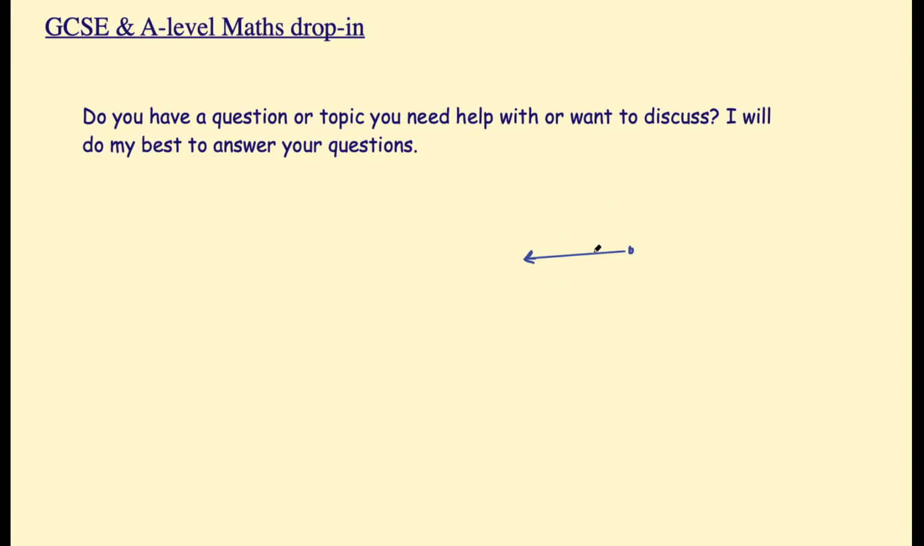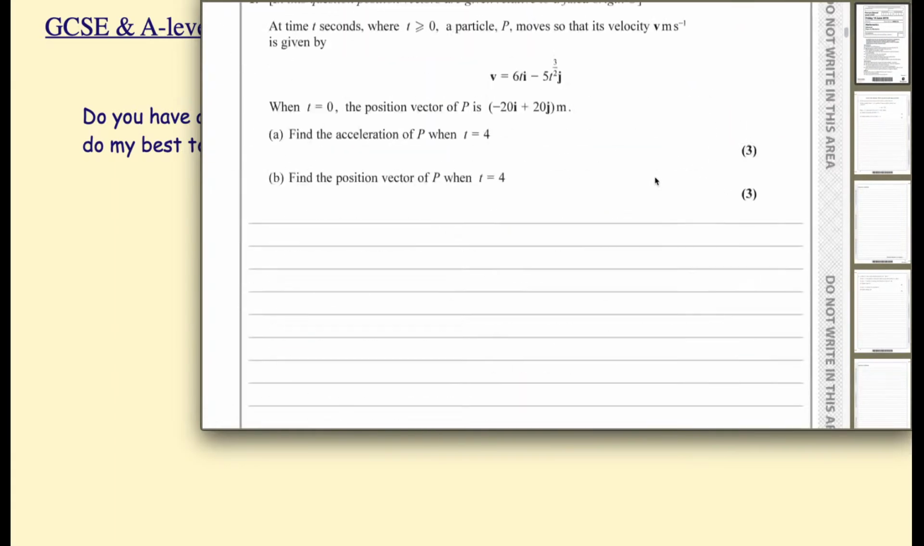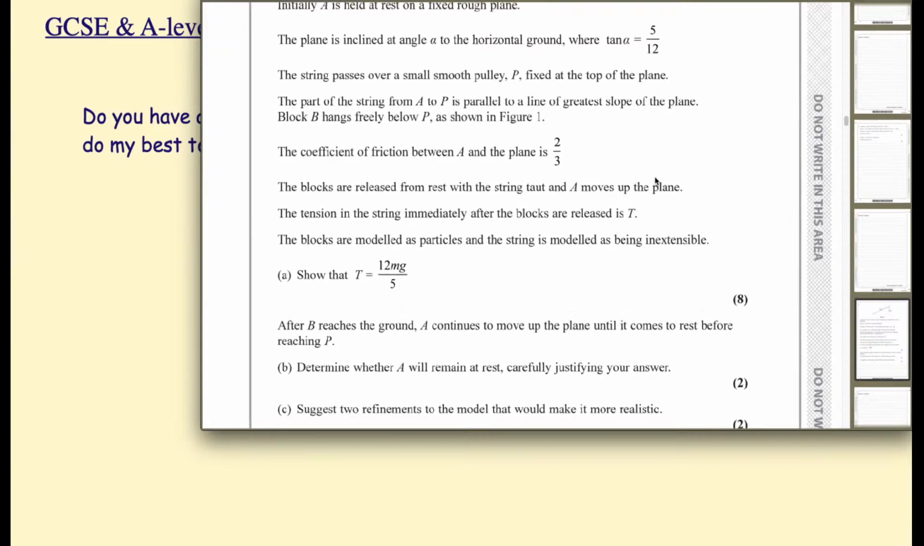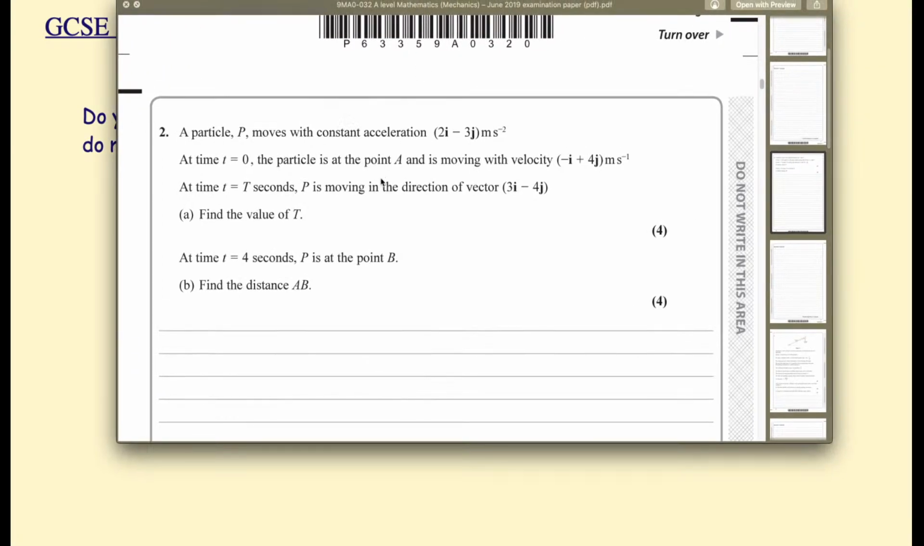So let me just pull up an example from last year's exams. Let's see, this one. This was the mechanics section from last year's exams for A-levels. This is A2. And it was the first one. Here we go. Yeah, so they have two components to these vectors.